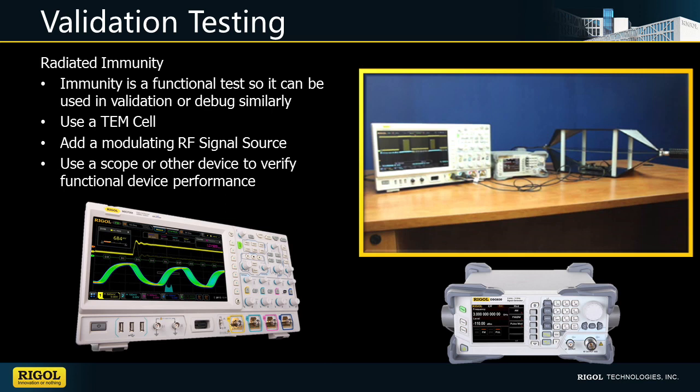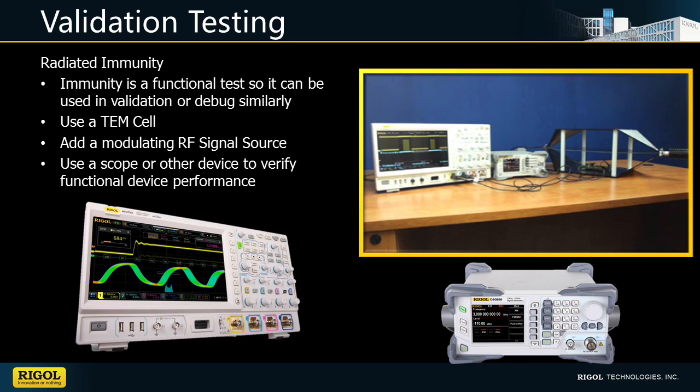We can also use our TEM cell setup as a validation test for immunity emissions as well. In a pre-compliance mode, we like to think of immunity as a functional test, so we can use it nearly from validation to debug. Here, we're looking at how the product performs when surrounded by emissions of another cause, right? So it's a susceptibility or immunity type testing.